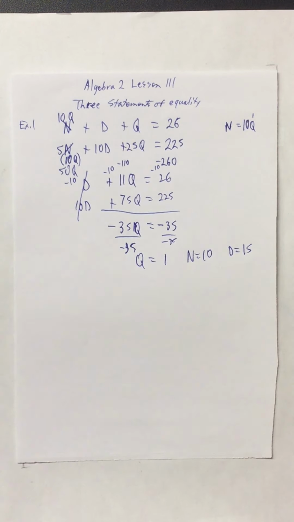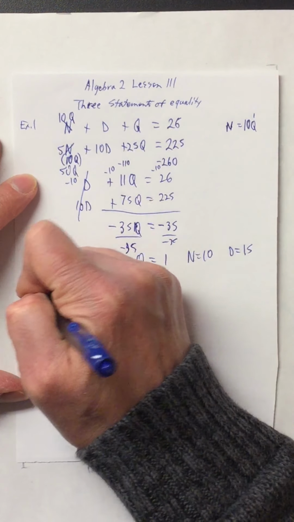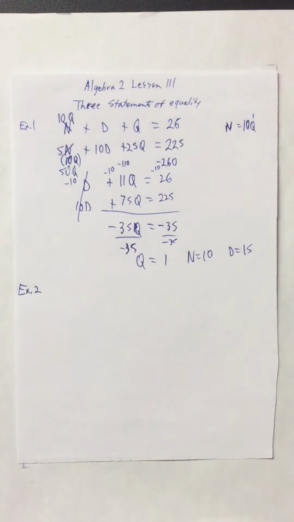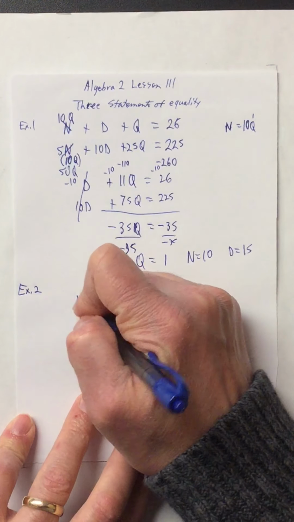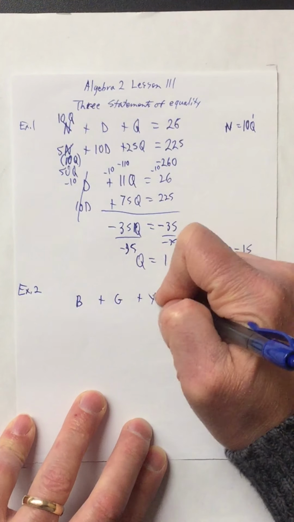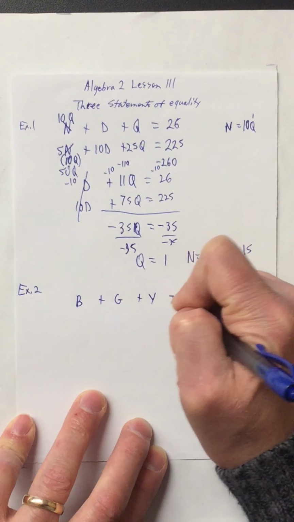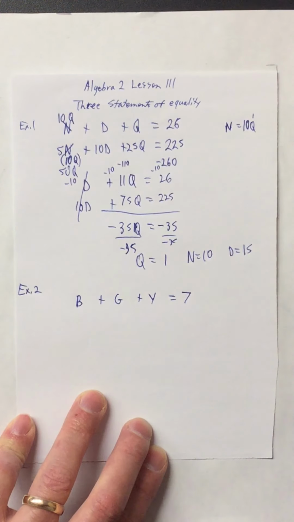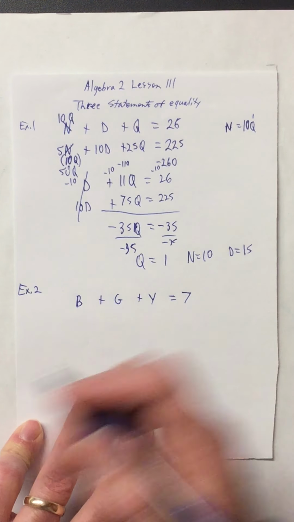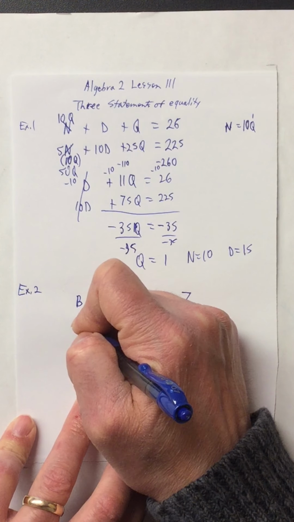Okay, let's look at example number 2. All right, it says the total number of blues, greens, and yellows in the pot was 7. So let's do blues plus greens plus yellows. They use subscripts, but this works as well. Is equal to 7. All right, the blues weighed 1 pound each. The greens weighed 4 pounds each. And the yellows weighed 5 pounds. So it looks like we need to put some weights in there.